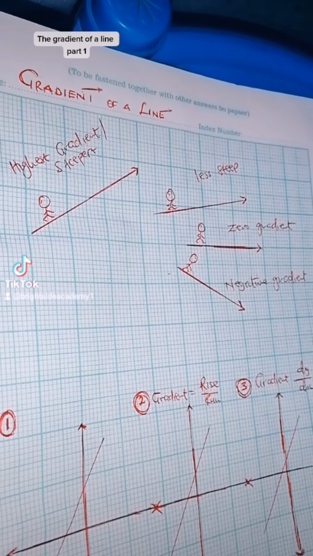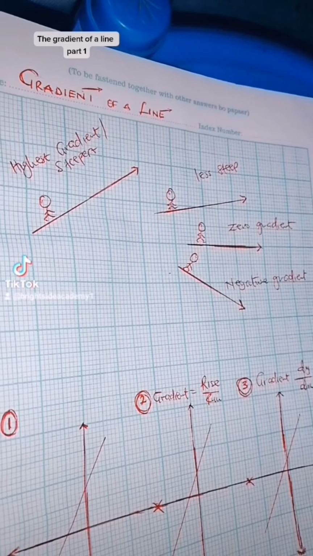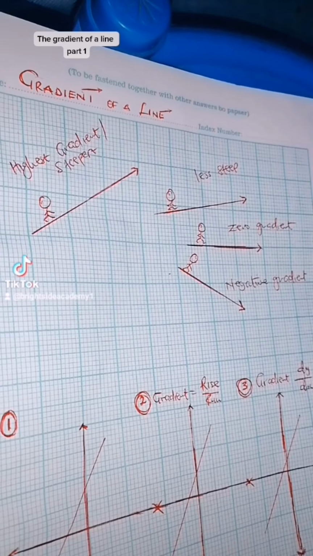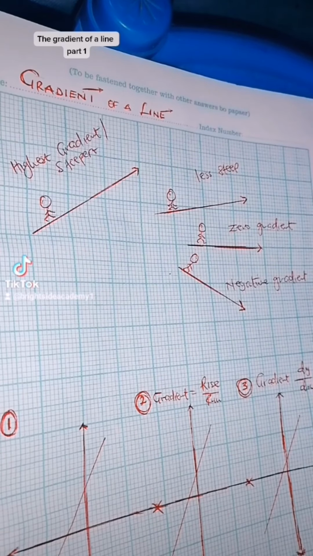Okay, right fam. Part 1 of The Gradient of a Line. Today we are going to find the gradients of a line. We say the gradient of a line is how steep a particular line is. We have a few examples here that we would like to use to explain the concept of the gradients of a line.